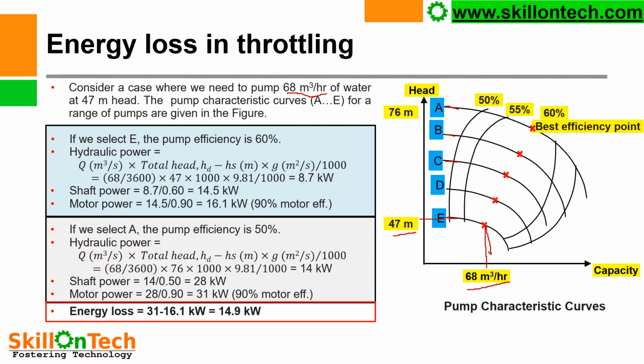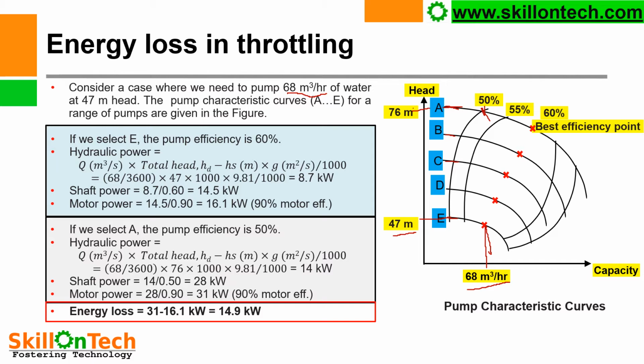Similarly, if we select pump A, we are throttling the discharge valve. The pump efficiency is 50% and our flow requirement is the same, 68 meter cube per hour. So now you see the pump characteristics curve A, where we will get the same flow of 68 meter cube per hour, but the head will be 76 meter and the pump will operate at 50% efficiency. So we calculate hydraulic power as Q meter cube per second into total head into g meter per second square upon 1000. It works out to 14 kilowatt.